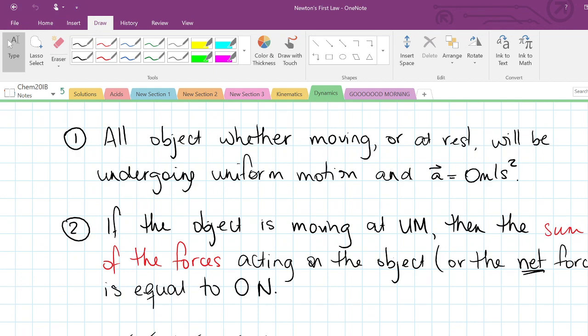Okay, so those are two really, really important concepts to make sure you've got straight in your mind: the object can be at rest or it can be moving, but either way the acceleration is equal to 0 meters per second squared. And if we add up all of the forces acting on that object, the net force will equal 0, because all of those forces are equal in magnitude and opposite in direction, so they essentially cancel each other out. Now I've got an example for you.